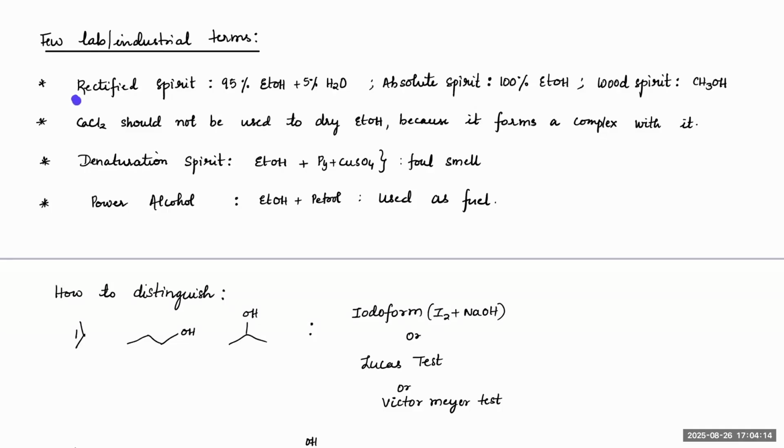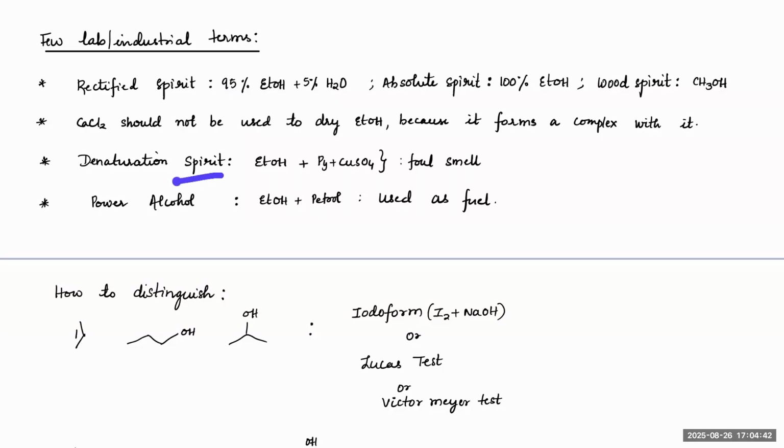Check these lab terms. Rectified spirit is 95% alcohol, 5% water. Absolute spirit means 100% alcohol. Wood spirit is methanol. And next, this was the statement given in JEE once that CaCl2 should not be used to dry ethanol because it can form a complex with ethanol. You can use it for drying water. That means you can remove moisture, but you cannot remove alcohol.